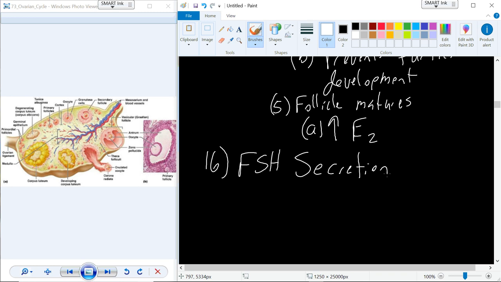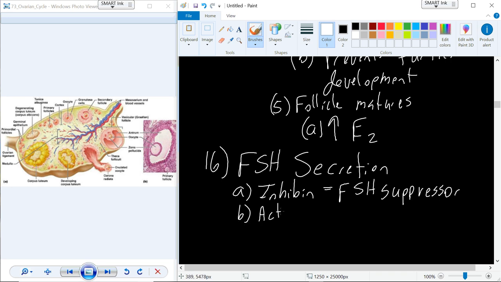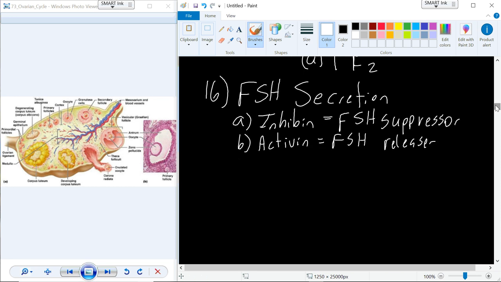And so I want to talk a little bit about FSH secretion and what possibly turns FSH on and turns FSH off. So we have two additional hormones here. Inhibin, which is an FSH suppressor, and activin. So inhibin is an FSH suppressor, and activin is an FSH releaser. And these two are coded by the same gene, right? Coded by the same gene.